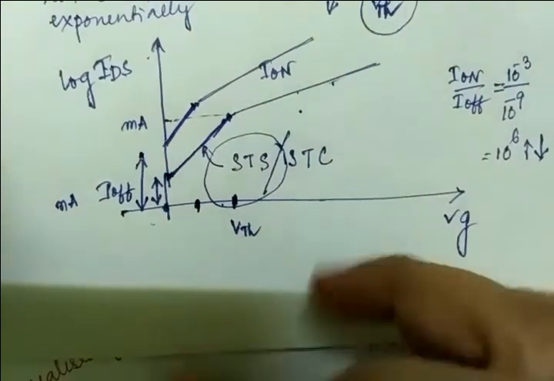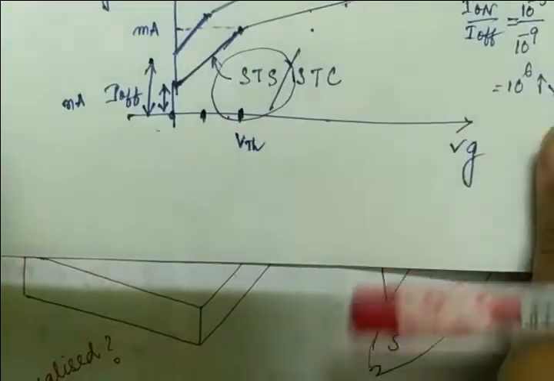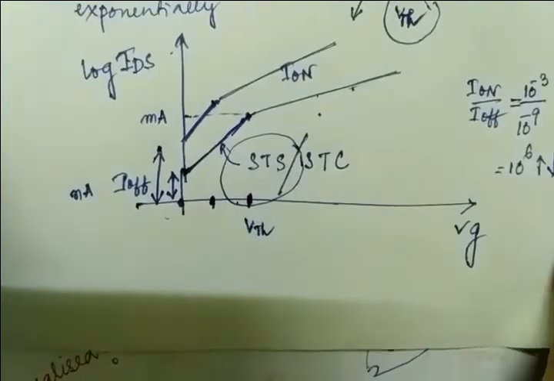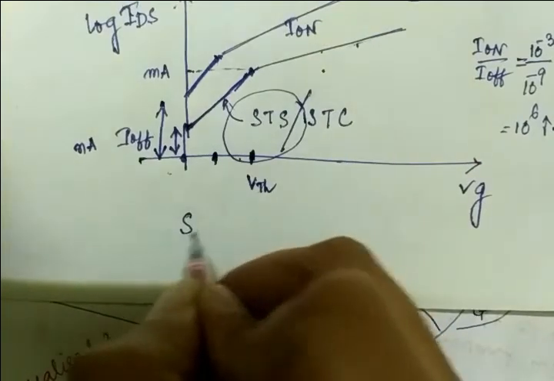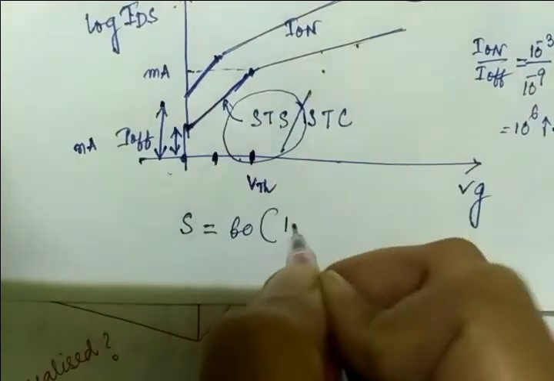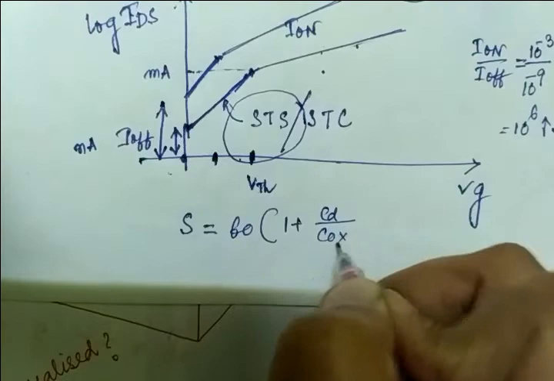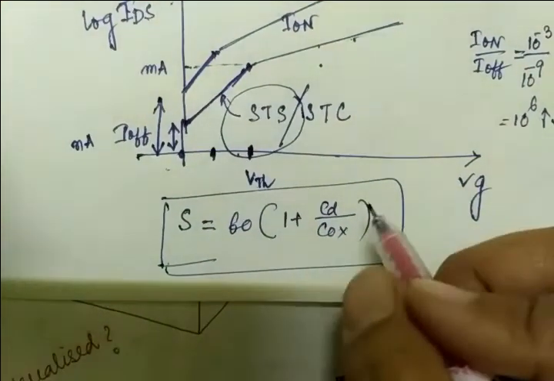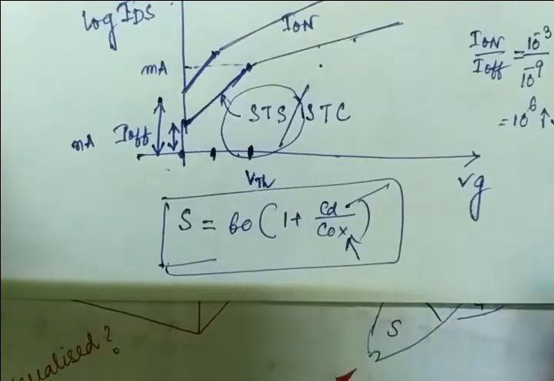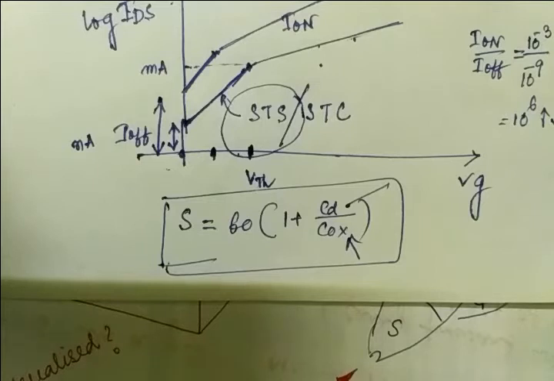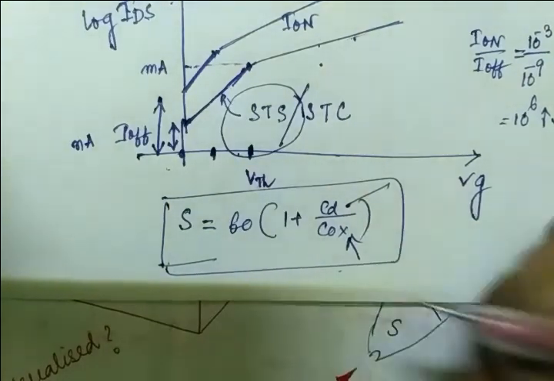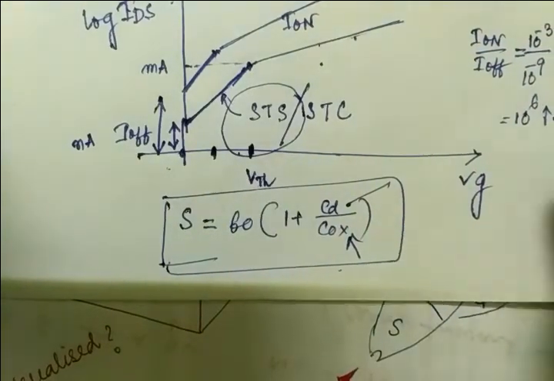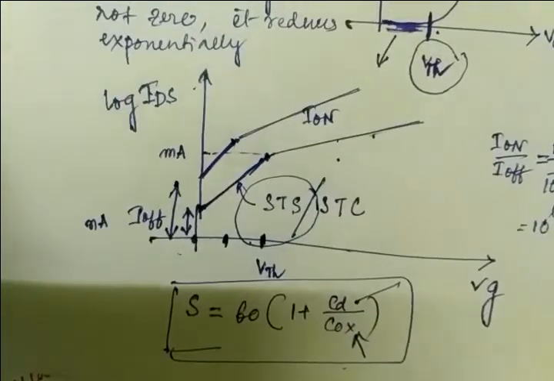I must also mention the related formula. It is S equal to 61 times (1 plus CD by Cox). It is a higher standard formula, but you should know it. This is your depletion capacitance, and this is the oxide capacitance. You all know that; you have studied it in the scaling portion. I think this gives an idea of what the subthreshold slope is.